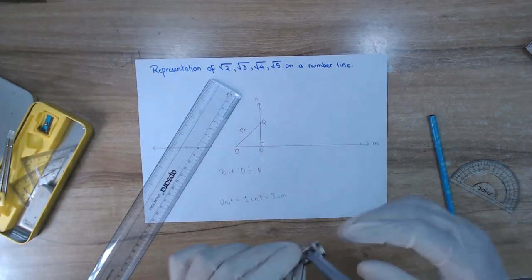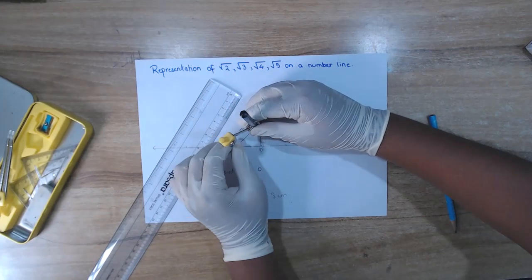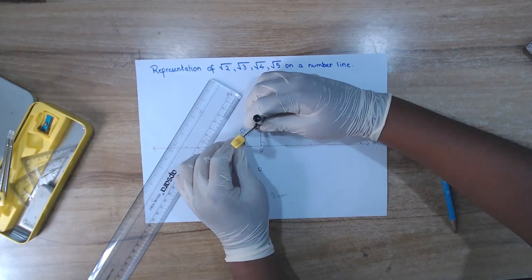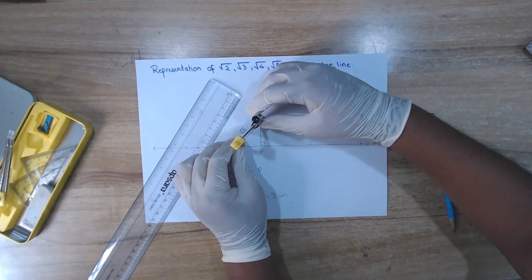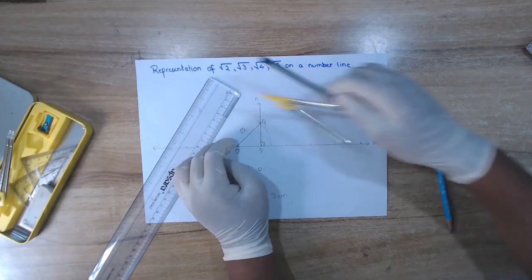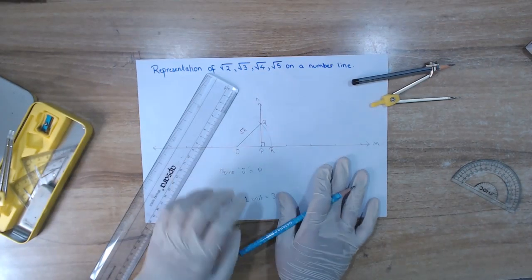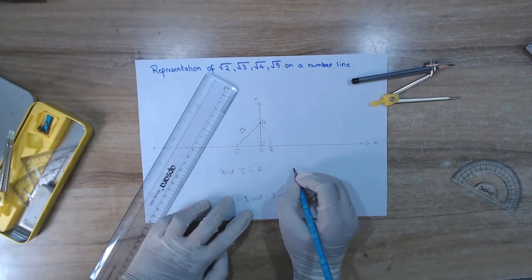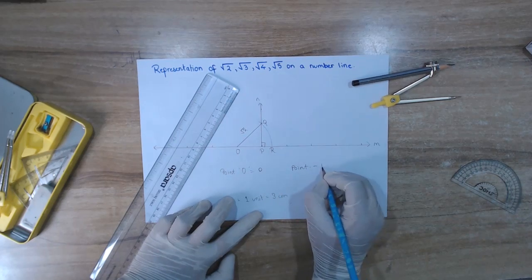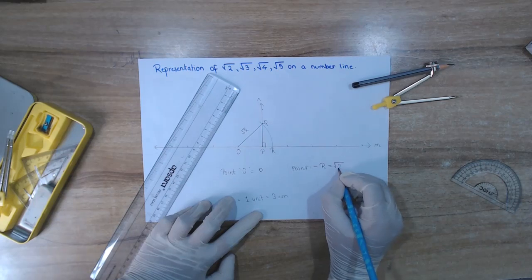We'll take a compass, then we'll put one point here and another point on point Q. Now we'll construct an arc. Yes, so now we'll name this point as R. Here, point R is equal to square root of 2.